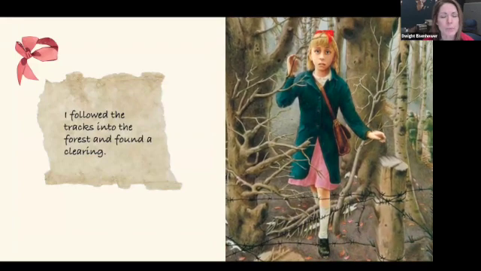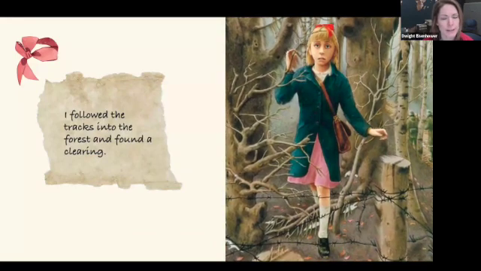Look at the expression on her face. How do you think she's feeling? Maybe a little surprised? It does look like maybe she's not quite believing what she's seeing, or she doesn't quite know what she's seeing, maybe. Let's take a look at what she saw.